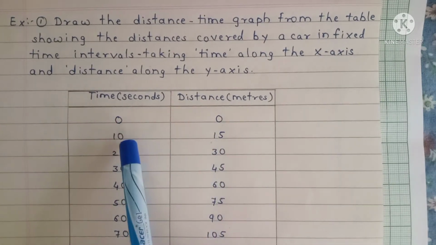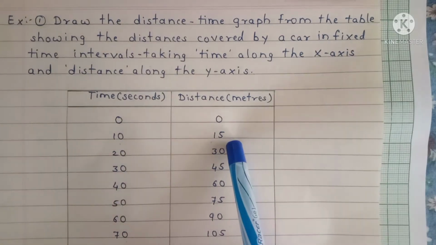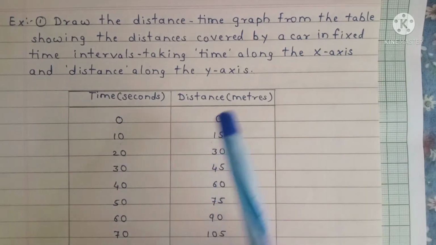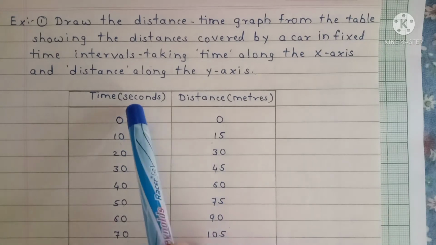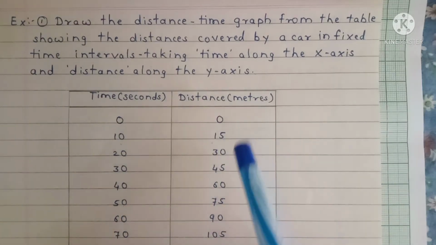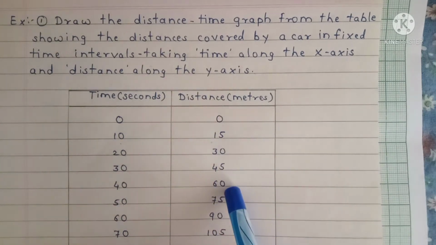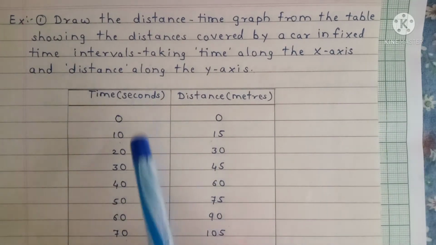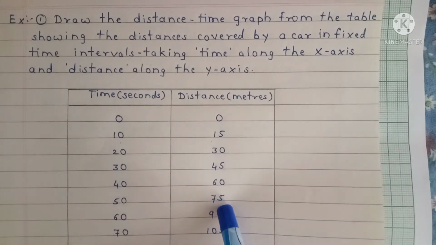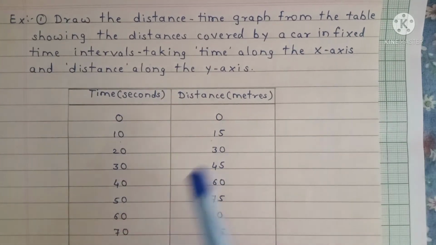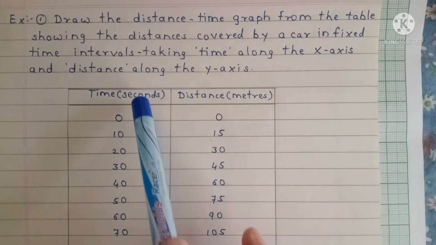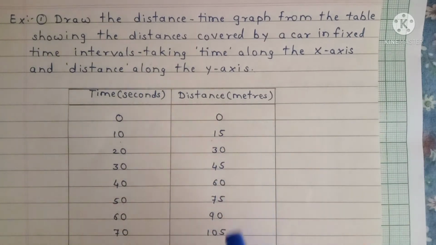Then afterwards, at 10 seconds the distance will be 15 meters, at 20 seconds the distance will be 30 meters, at 30 seconds the distance is 45 meters, at the 40th second the distance is 60 meters, at the 50th second the distance is 75 meters, at 60 seconds the distance is 90 meters, at 70 seconds the distance is 105 meters. Now with the help of these readings, let us plot the graph.